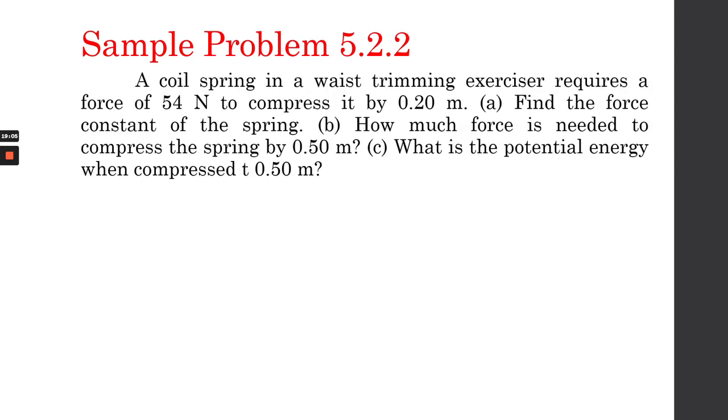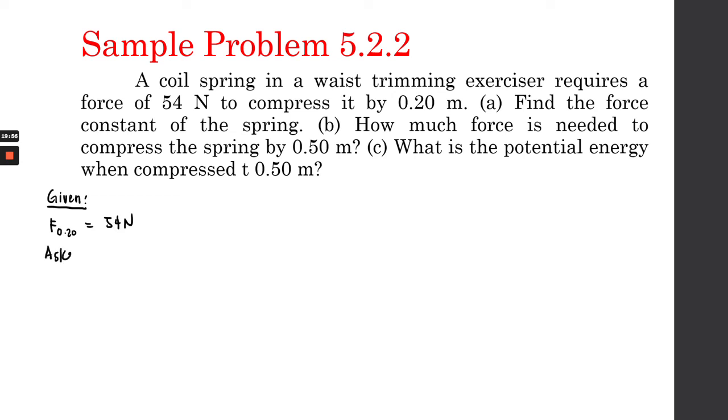Next, let's now try and solve for elastic potential energy. So a coil spring in a waist-slimming exerciser requires a force of 54 newtons to compress it to 0.2 meters. So let's write our given. We have a coil spring in an exerciser, and in order for you to compress the spring to 0.2 meters, you need a force of 54 newtons. And then what they're asking us is to find the force constant of the spring.